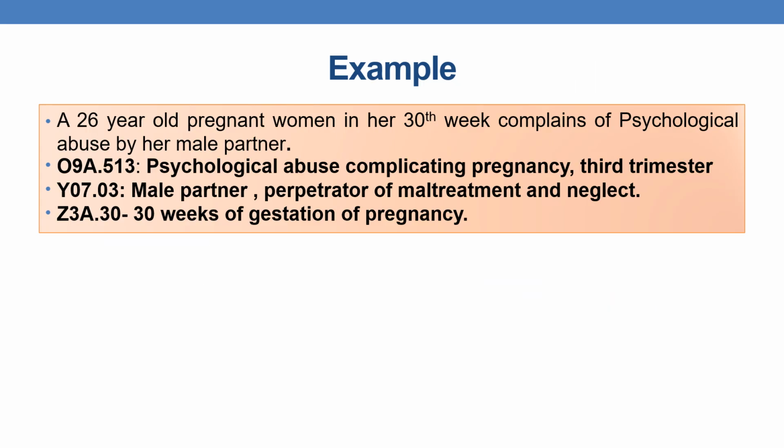Now let us see an example. A 26-year-old pregnant woman in her 30th week complains of psychological abuse by her male partner. She is in the third trimester. So the first code is O9A.513, psychological abuse complicating pregnancy third trimester. Followed by an additional code for the perpetrator. The perpetrator is the male partner, so Y07.03, male partner perpetrator of maltreatment and neglect. Additionally, weeks of gestation Z3A.30 to indicate 30 weeks of gestation of pregnancy.